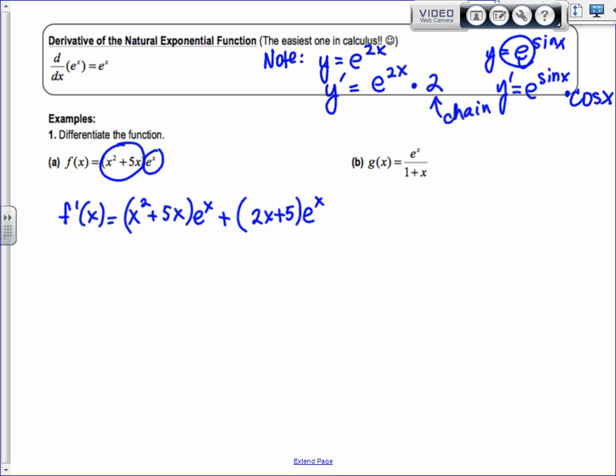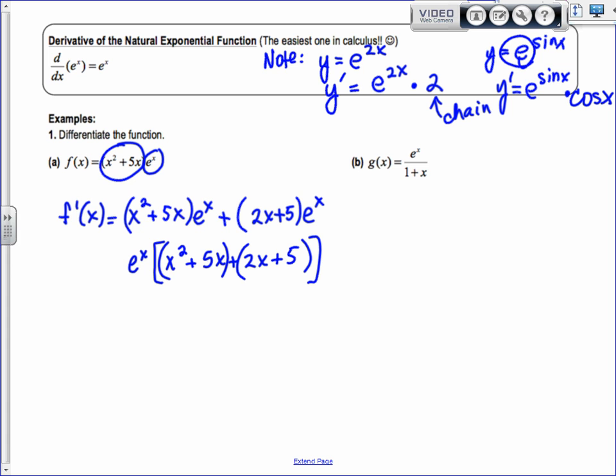On these problems with e to the x, when you do product rule or whatever, you're going to have an e to the x that's going to pull out. You guys see? They have a common factor, e to the x. So when you do that, you have x squared plus 5x plus 2x plus 5 left. You can put them in parentheses if you need to see it that way.